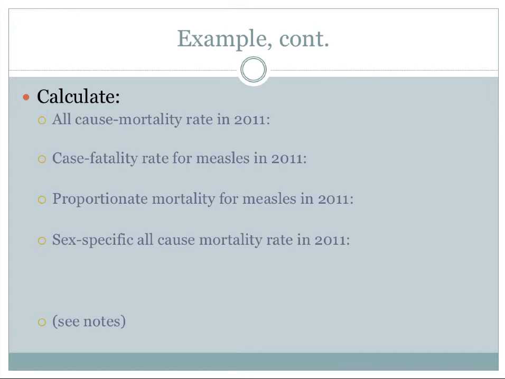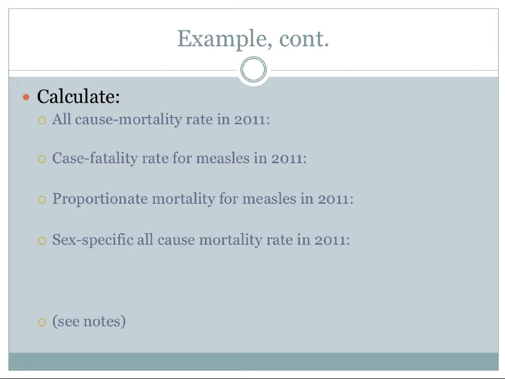Proportional mortality would be equal to the number of deaths from a specific cause in 1 year divided by the total number of deaths in 1 year, multiplied by 100. So we had 18 specific measles deaths. 450 is the number of total deaths, so 18 divided by 450, and we will multiply by 100. That means 4% of all deaths can be attributed to measles.